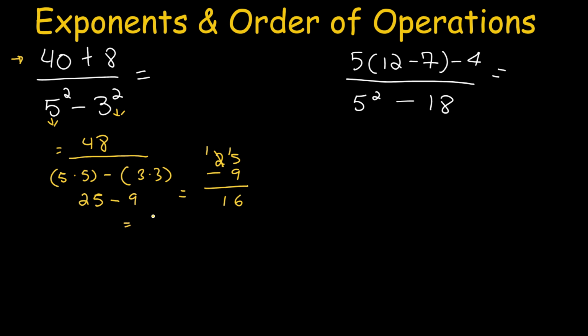Now we will have 48 divided by 16. If you multiply 16 by 3, you should get 48. So the answer is 3.